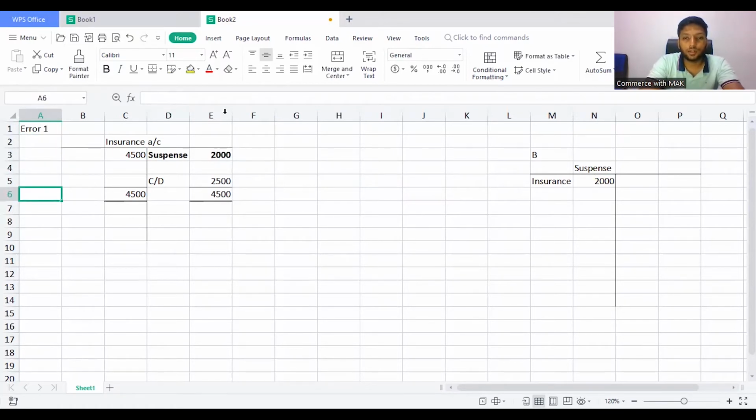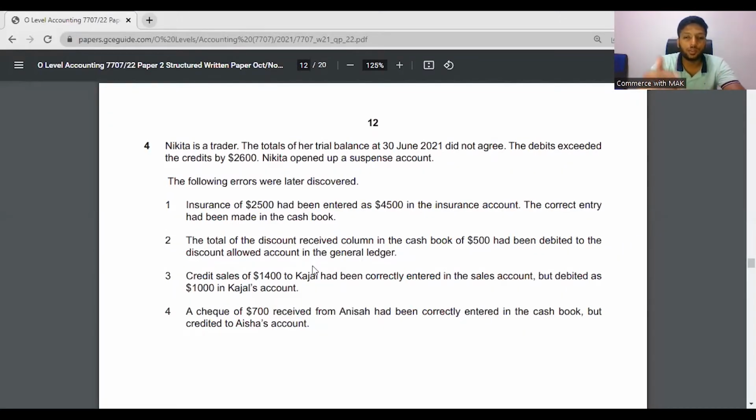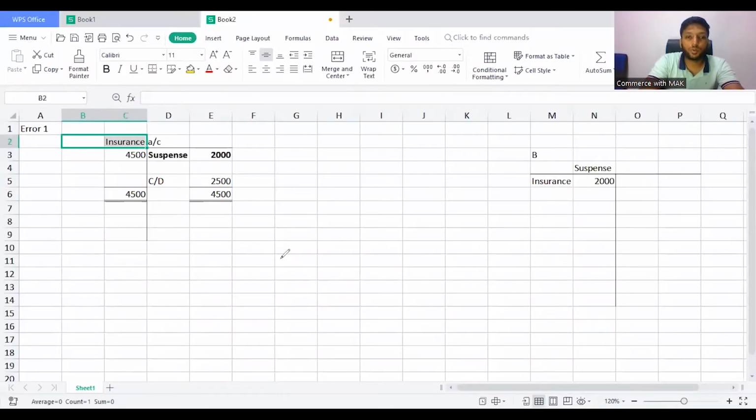It's not that hard. We can easily understand this type of question. If you all have any doubts in this question, please comment under the comment section. So the total of the discount received column in the cash book, 500, had been debited to the discount allowed account in the general ledger. So discount received has been recorded under discount allowed, that is the problem. So I'm going to open up two accounts. One is a discount received account. The other one is a discount allowed account.